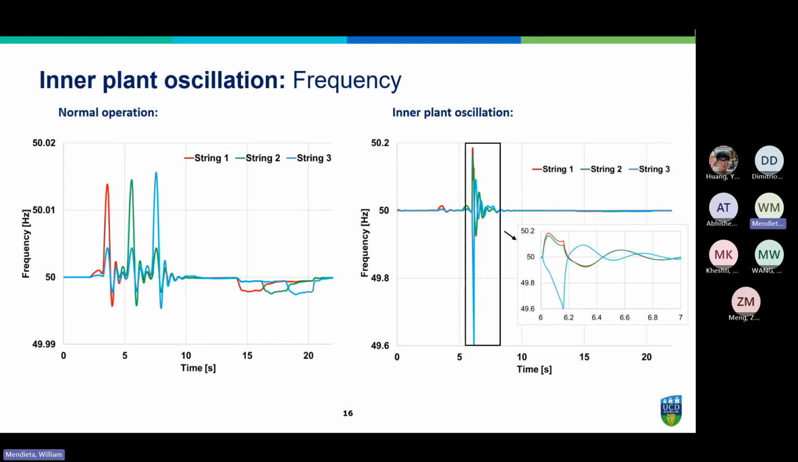The figure on the right shows that during the fault event, severe frequency oscillations occur, along with inner plant oscillations caused by the off-phase angle difference between the synchronous generators in the strings, which can jeopardize the grid stability and also lead to operational risks such as pole slip and potential damage of the generators if not effectively mitigated.